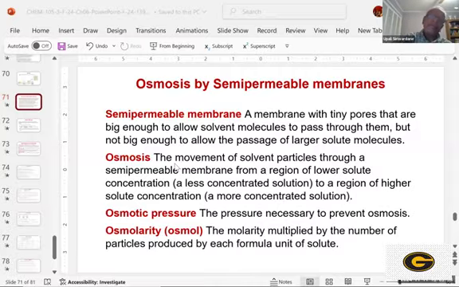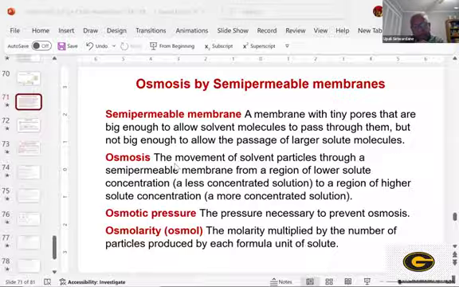Osmosis is based on semi-permeable membranes. Osmotic pressure is the pressure required to prevent the flow of solvent, water, into the concentrated solution. Osmosis is a colligative property. Therefore, osmolarity is used to calculate the total osmotic pressure of a solution.